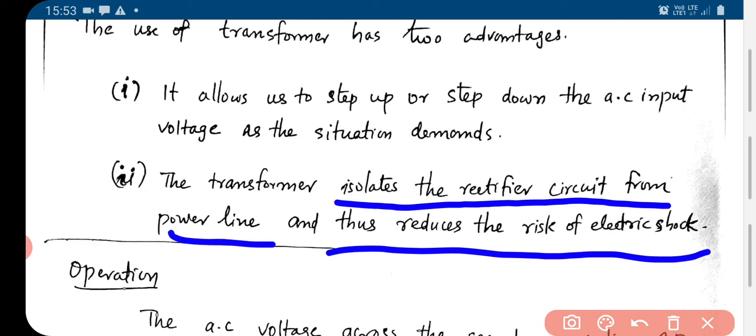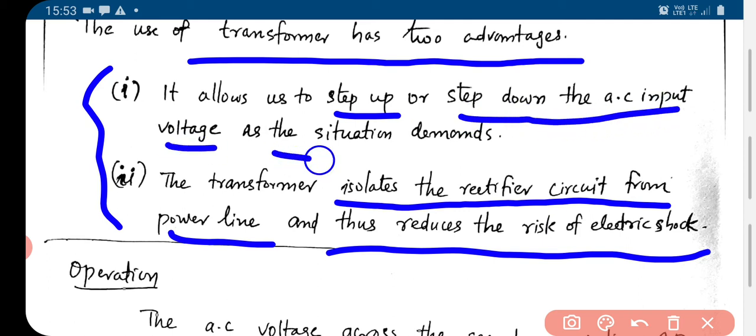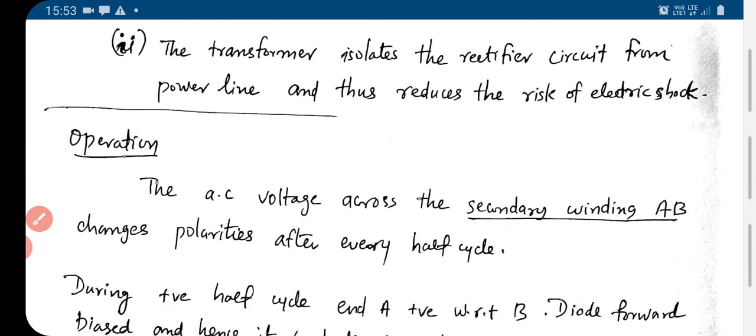So why are we using the transformer? The use of a transformer has two advantages. One, it allows us to step up or step down the AC input voltage, as the situation demands. Then it isolates the rectifier circuit from the power line, reducing the risk of electric shock and damage to the rectifier circuit.